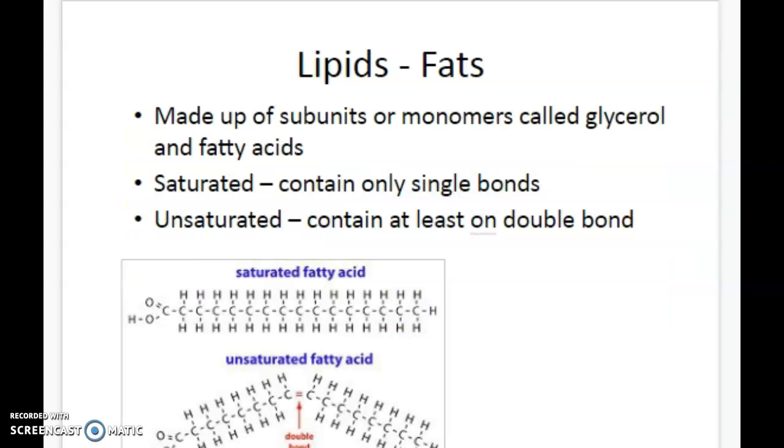Now, fats, they are a macromolecule, or a large organic compound, and their monomers are glycerol and fatty acids. When we're talking about fats, you can have saturated, that have only single bonds when they're bonding with the hydrogen and oxygen, or unsaturated, and they have at least one double bond when it holds the compound together.